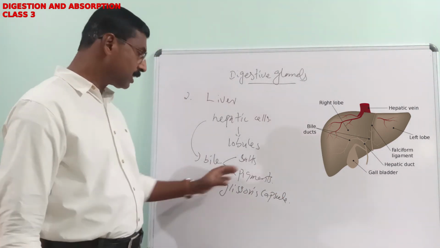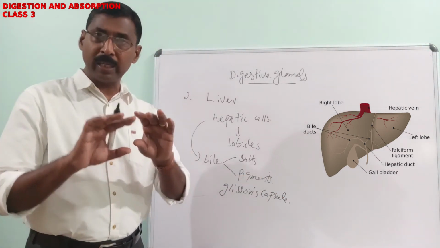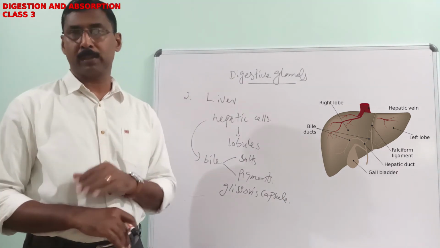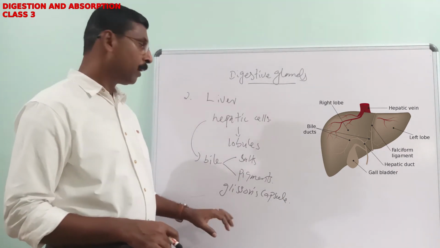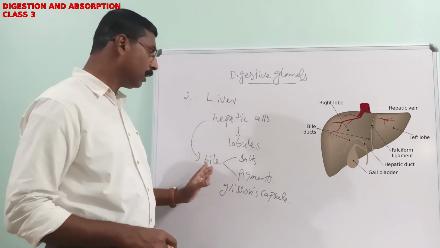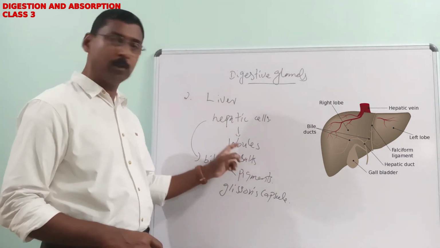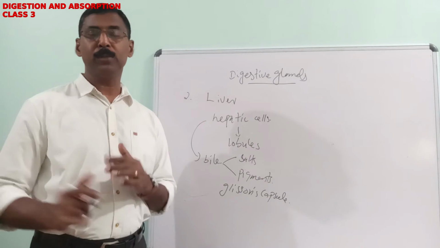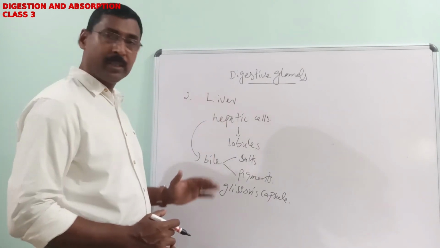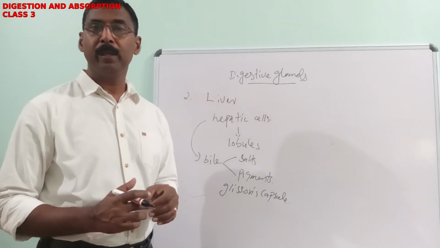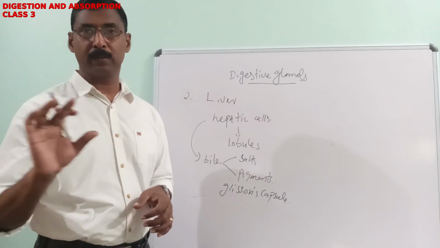So within the Glisson's capsule, a collection of hepatic cells are present. That is called a lobule. Each hepatic cell produces the bile, and this bile is initially collected in the lobules. And from the lobules, the bile is carried by small hepatic ducts.